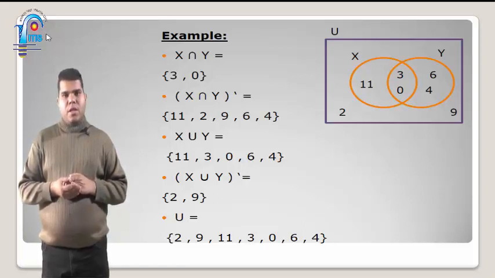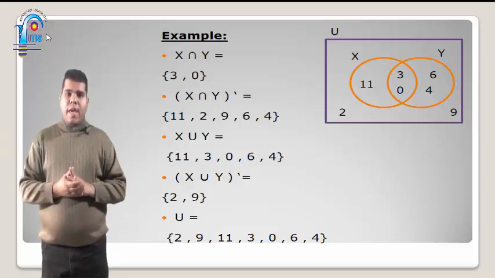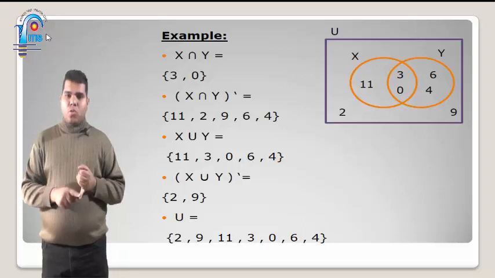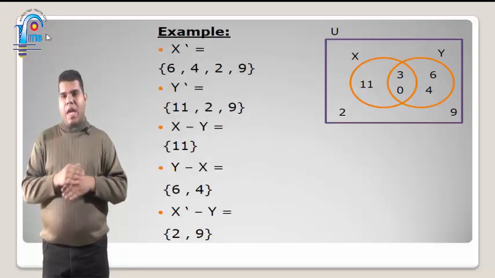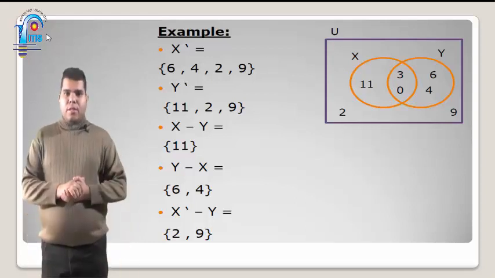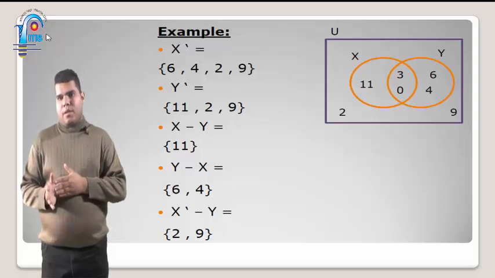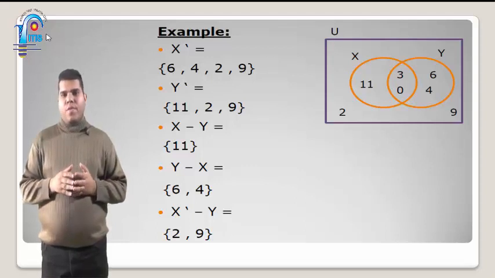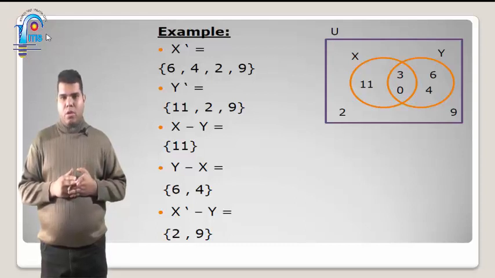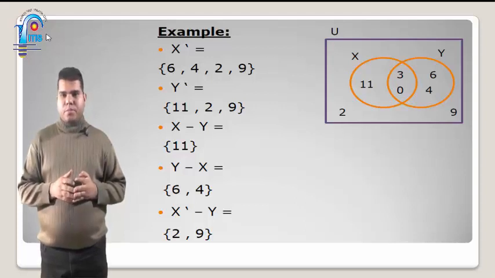Universal set: we've said the universal set is the set which contains everything. So the universal set U equals 2, 9, 11, 3, 0, 6, 4, everything which is inside the universal set. Next is the complement of x. X complement means what does not exist in x. What does not exist in x? We can see that it's 6, 4, 2 and 9 only. Y complement, similarly, is 11, 2 and 9.